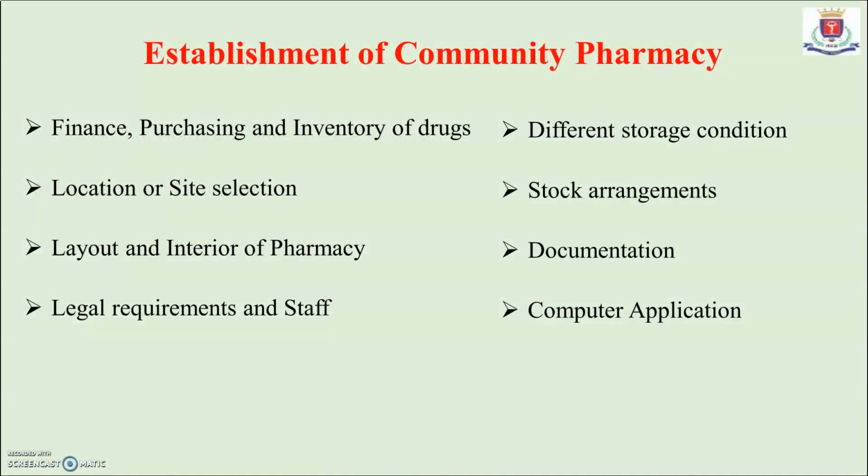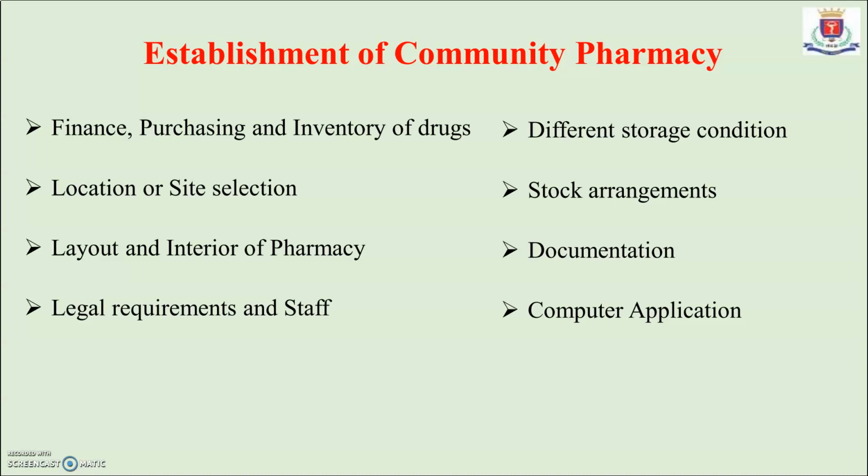Now we will see the different parameters which are involved in establishment of community pharmacy. First, finance, purchasing and inventory of drugs, selection of a location, or you can say site selection of a pharmacy, where to establish or where to start our community pharmacy. How should be the layout and interior of pharmacy? What are the legal requirements or what is the staff required for a community pharmacy?